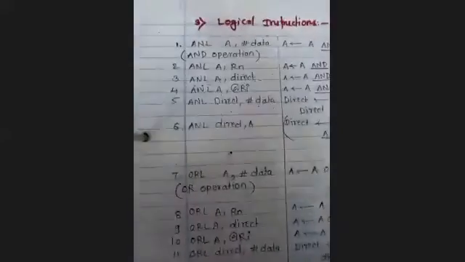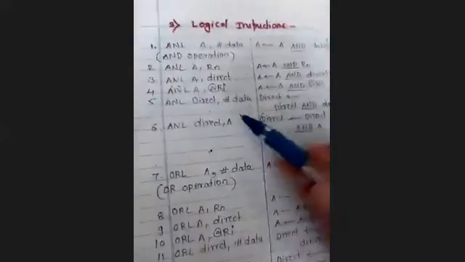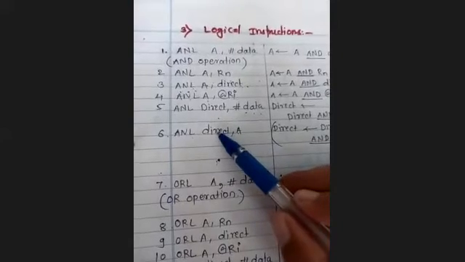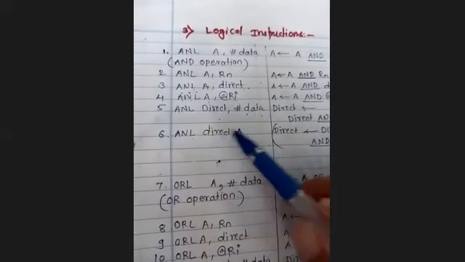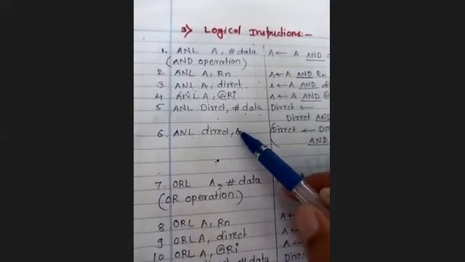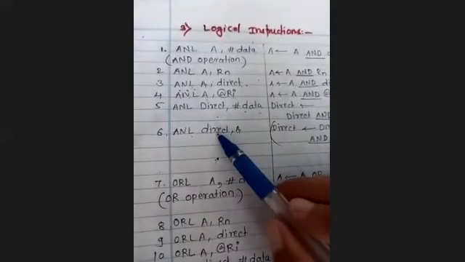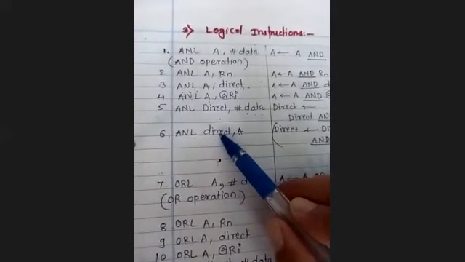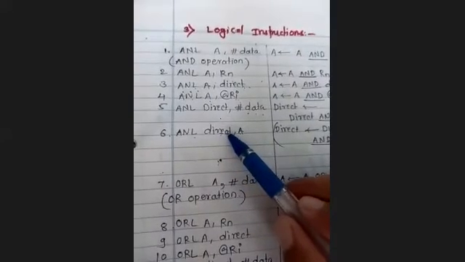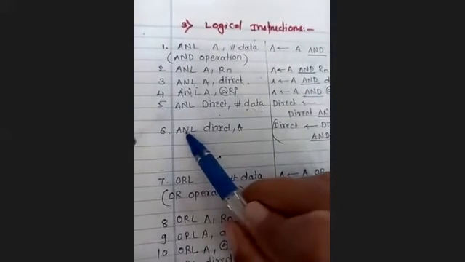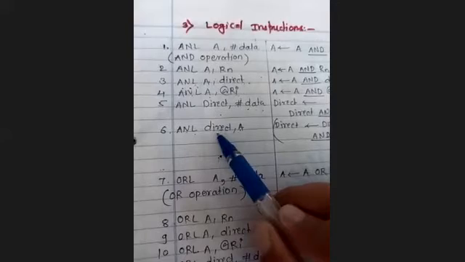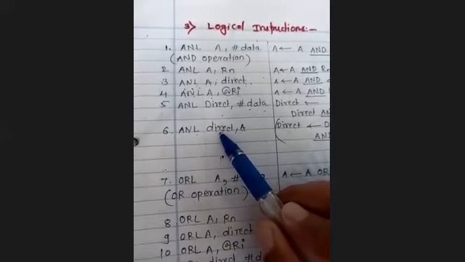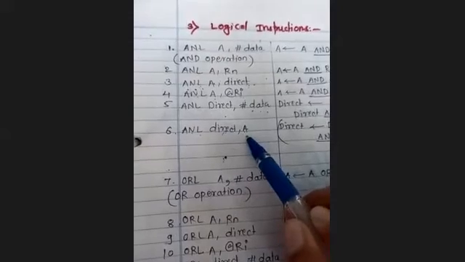Next, ANL direct comma A. You have to perform the AND operation between the accumulator content and the memory location content. So you first copy one data into the accumulator, copy the second data into the memory location, and then you can use this instruction. If I ask what this instruction does, ANL means it performs the AND operation. Between what? Direct is always a memory location. So between the data stored at this memory location and the accumulator value.